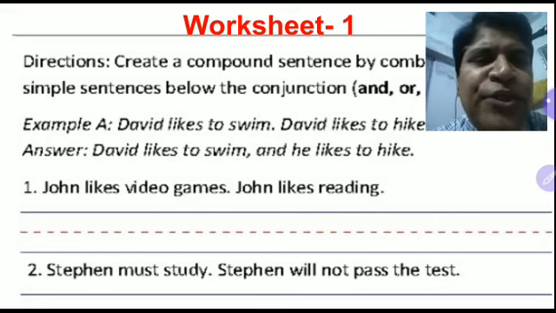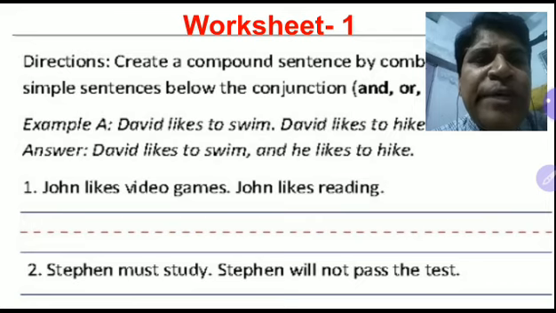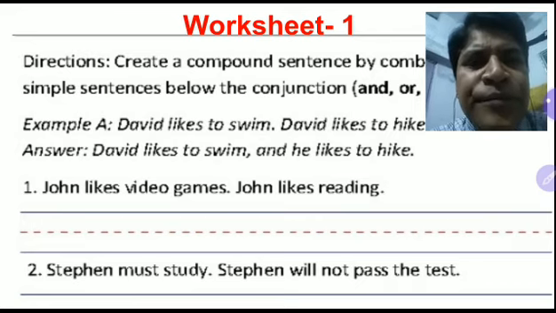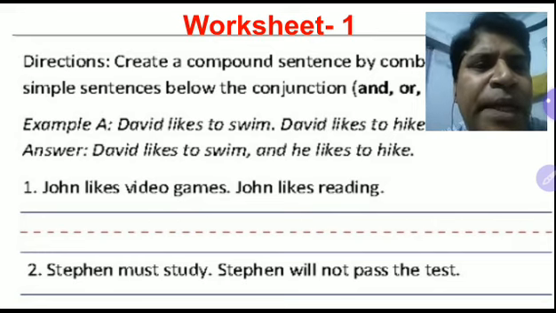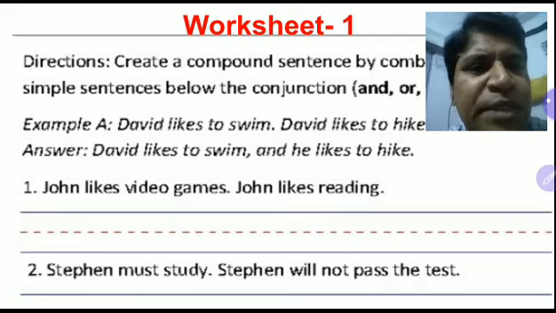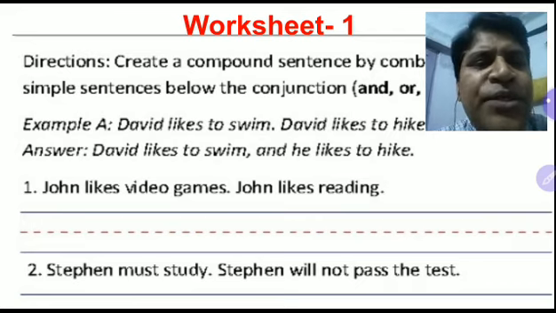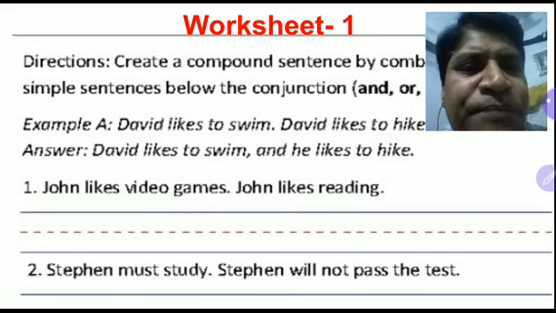If you have to combine these two sentences together by coordinating conjunction, limitation is already given to you. You have to use only any of these three in each of the sentences which you have to frame as compound sentence. And which are these three conjunctions? And, or, but. Here, John likes video games and he likes reading. This is a compound sentence. Now look at second one.